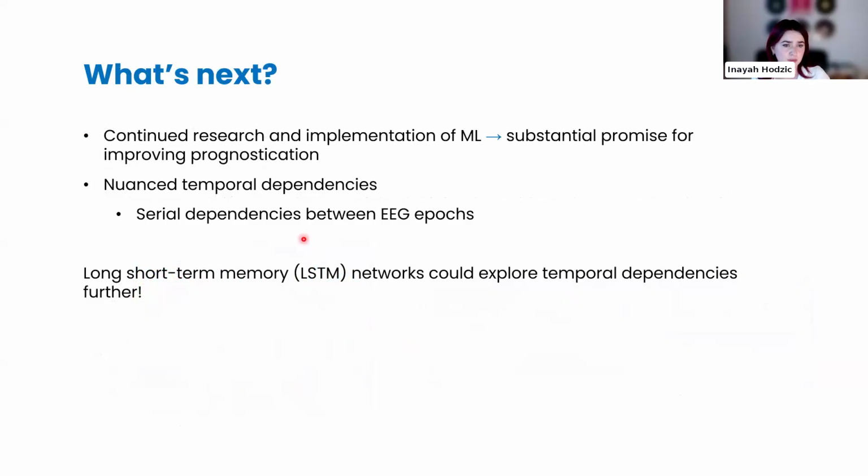So what could be next? We think that continued research and implementation of machine learning holds substantial promise for improving prognostication. We believe further research could elucidate other nuanced temporal dependencies, and also look at even more serial dependencies between EEG epochs. For example, long short-term memory networks are another type of deep learning model, which take earlier predictions into account when making current predictions. And introducing such influences and temporal dependencies could even further improve the performance of the model, as well as the predictive power of EEG.